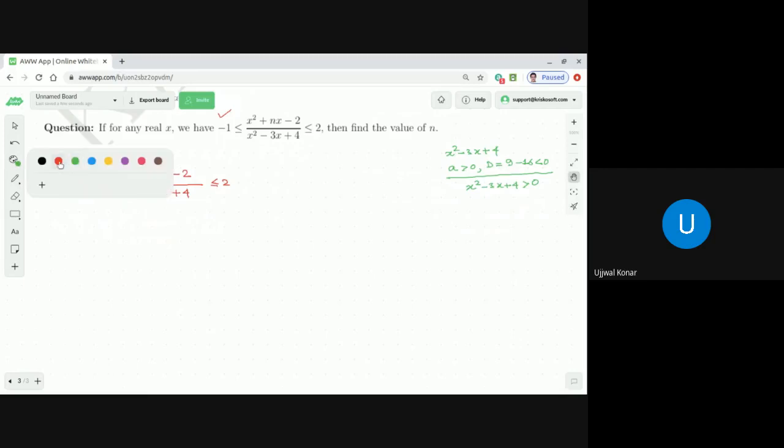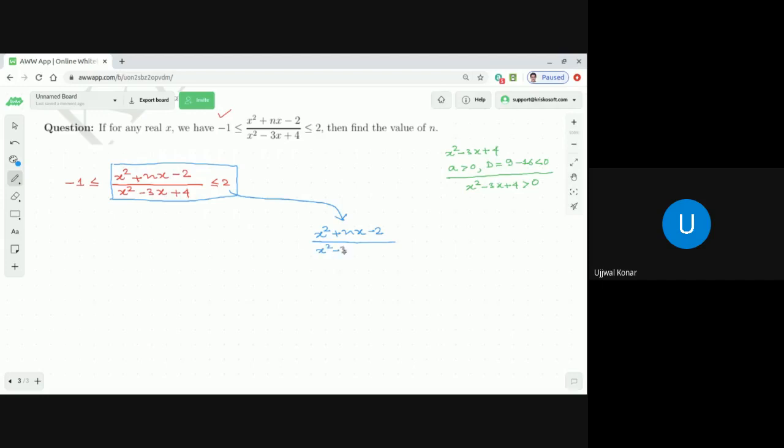The generic way of doing this, dear students, is that first we consider the right part of this inequation. Let me use a different color. If we consider the right part, what are we going to get? We get (x square plus nx minus 2) divided by (x square minus 3x plus 4), correct? Then we can take minus 2 less than or equal to 0.